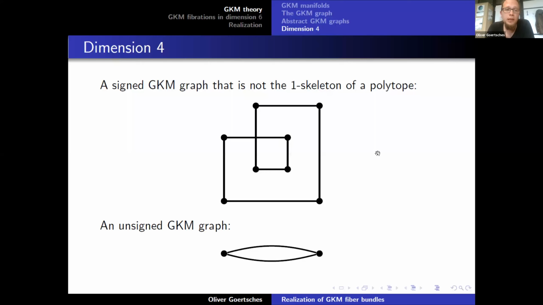Now, on the other hand, I also have unsigned GKM graphs. So what's this? I guess everybody knows this. This is the T2 action on S4, which does not have an invariant almost complex structure, not a complex structure at all. But it is still GKM, so it has an unsigned GKM graph, but which cannot be given a signed structure.